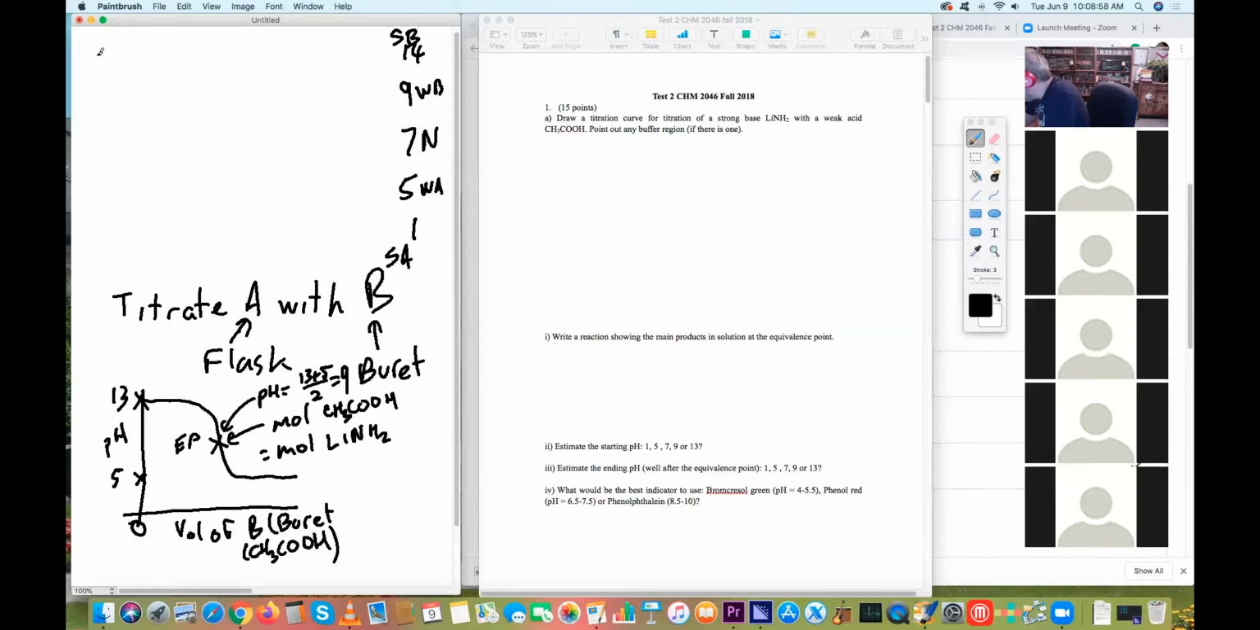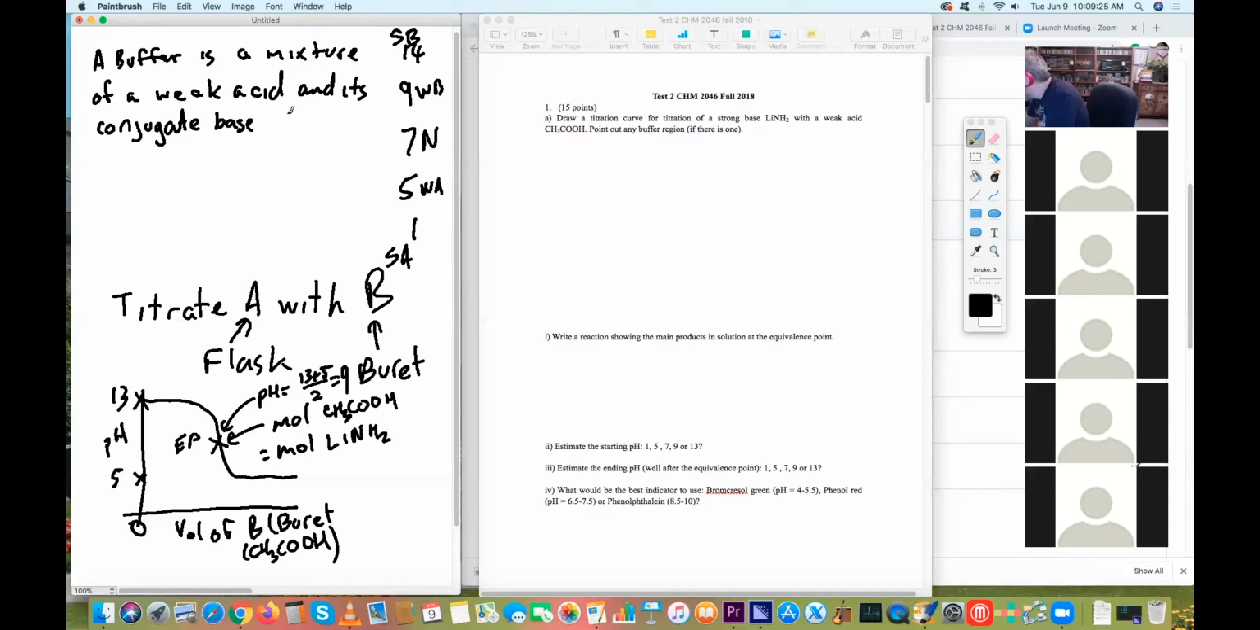A buffer is a mixture of a weak acid and its conjugate base, that resists changes in pH.